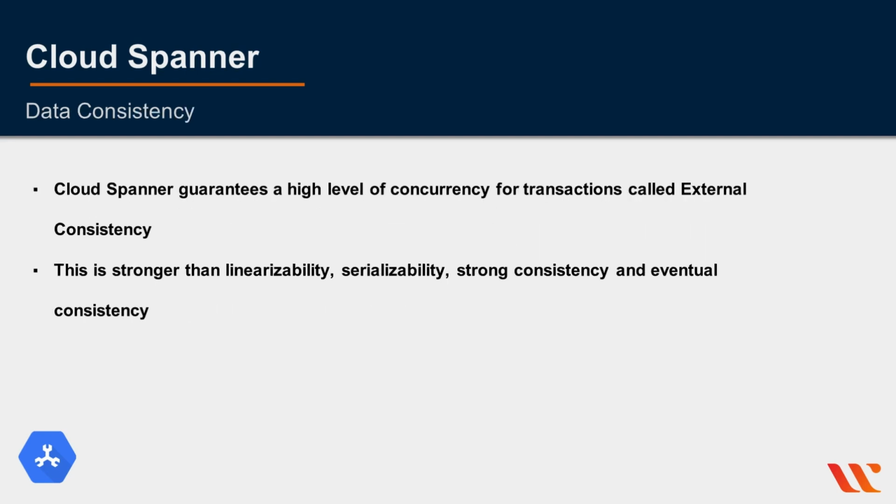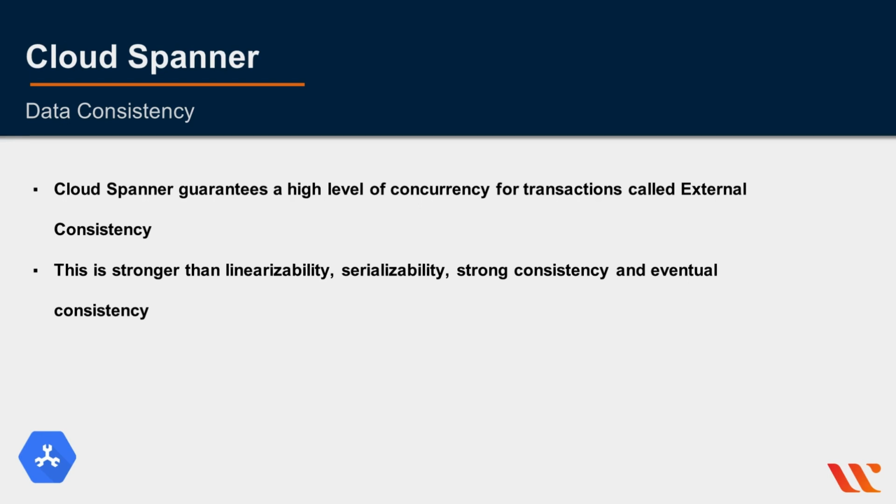Cloud Spanner provides clients with the strictest concurrency control guarantees for transactions, which is called external consistency. This is stronger than linearizability, serializability, strong consistency, and eventual consistency.